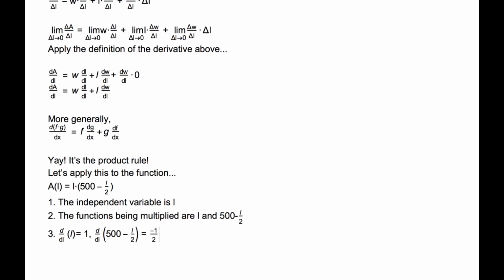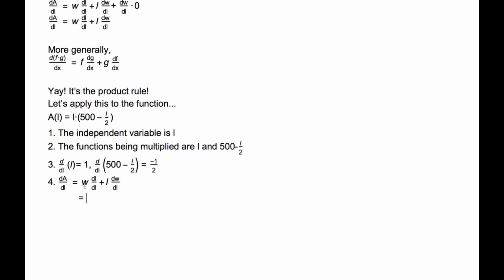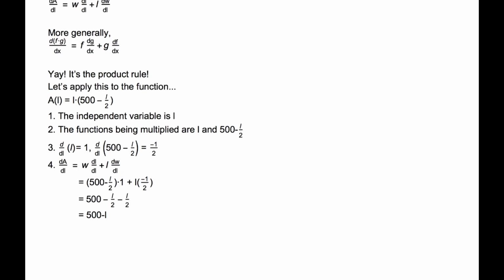Okay, we're going to apply the product rule. We'll say the derivative of A is equal to W times the derivative of L plus L times the derivative of W. And we're going to sub in all those things that we have there. Okay, and that's going to give us (500 minus L) over 2 times 1 plus L times negative 1/2. And that's going to give us, after some simplifying, 500 minus L.